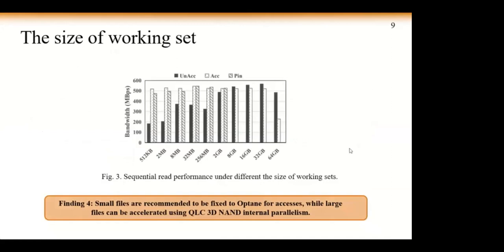Figure 3 shows the bandwidth for the size of working set. It's worth noting that, due to the limitation of Optane memory capacity, the size of working set is less than 2 GB in pin mode. From the figure, we can see that, with Optane acceleration, the overall performance is stable. Compared with only QLC3D NAND, the mean performance improvement is small for small files.